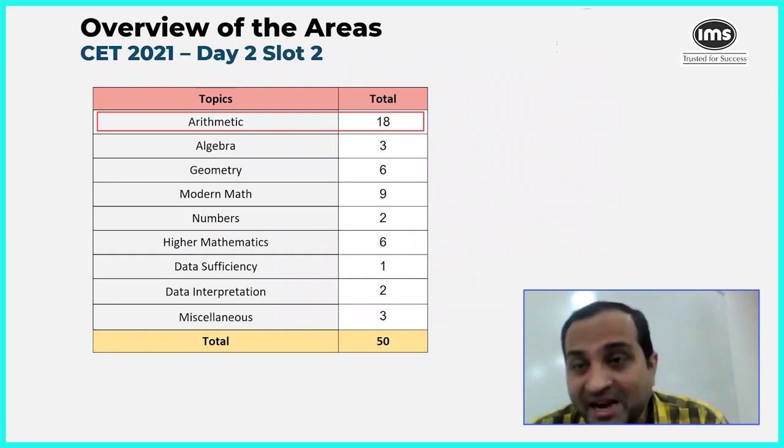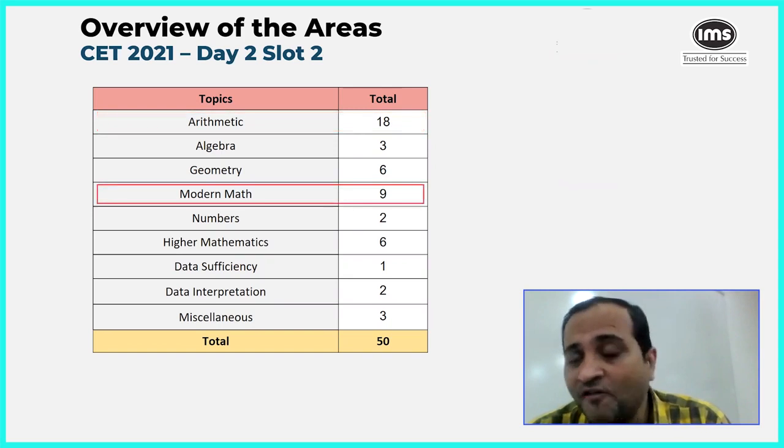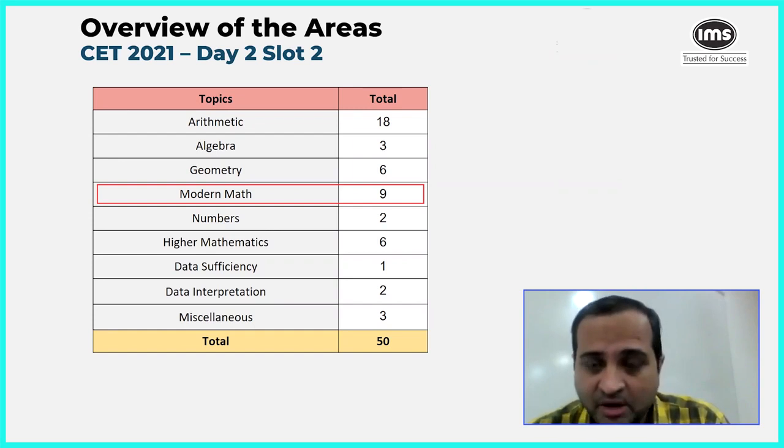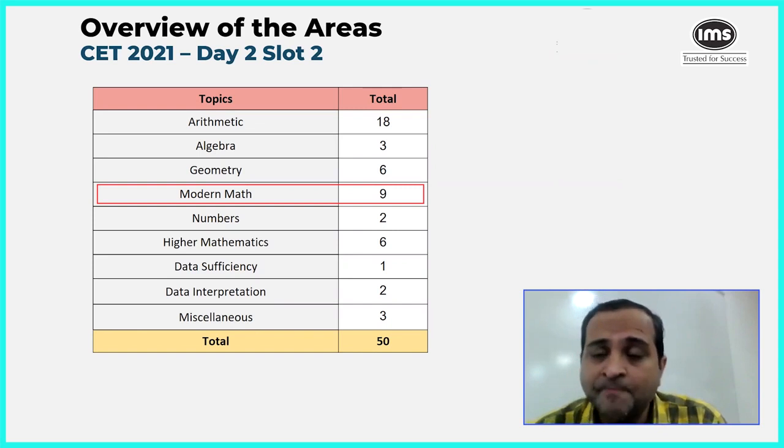The next major topic was modern maths with 9 questions. The distribution of modern math being 3 to 4 questions on probability, something which was missing even yesterday. Probability questions were missing yesterday. Today, in this particular slot, we had 4 questions on probability, out of which 1 question was on conditional probability. The other 3 questions were relatively straightforward. Couple of questions on permutation combination, again very straightforward, very easy, not too much of calculation also.